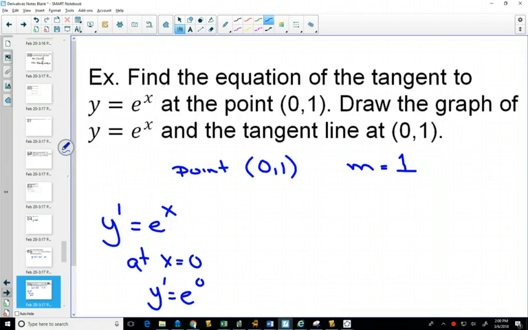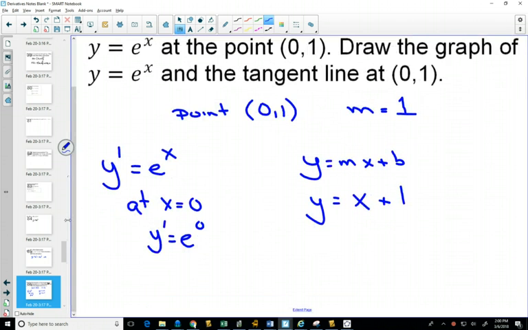And now we can just go y equals mx plus b. We know that our slope is 1. We know that our y-intercept is 1, so we can just plug it in, and we get y equals x plus 1. If we show a graph of what's happening, do you remember how to graph e to the x?